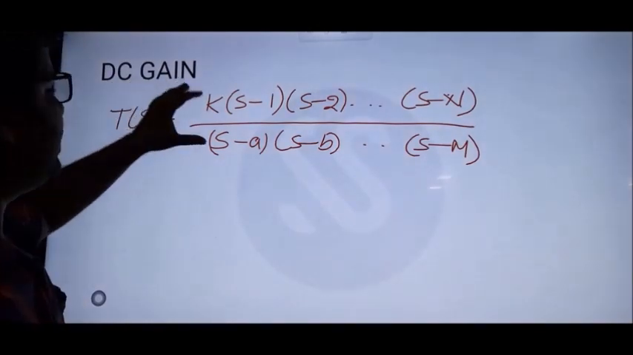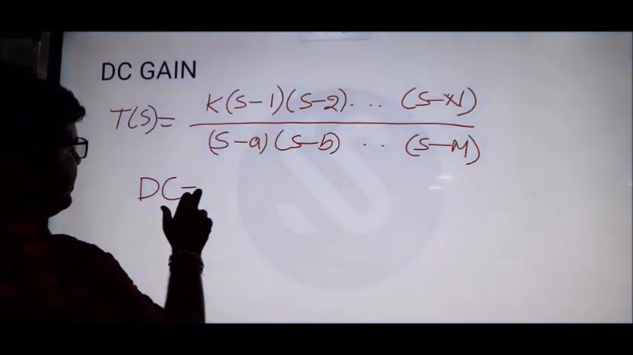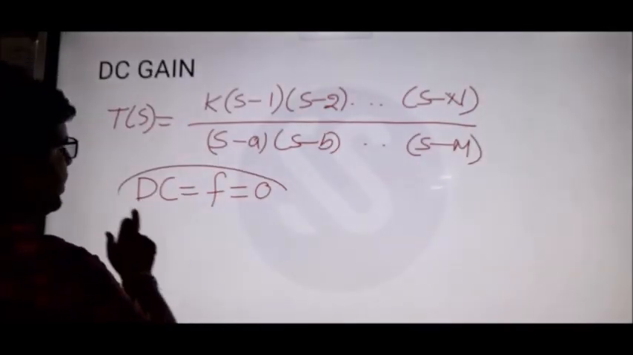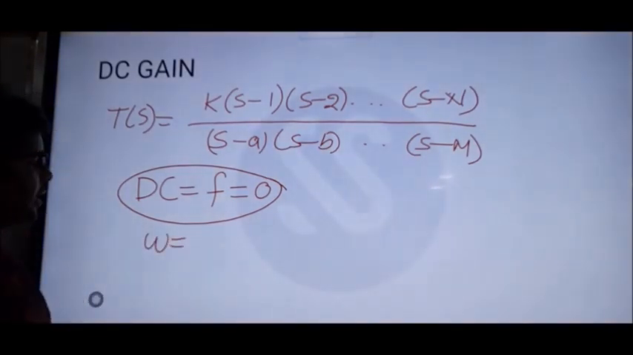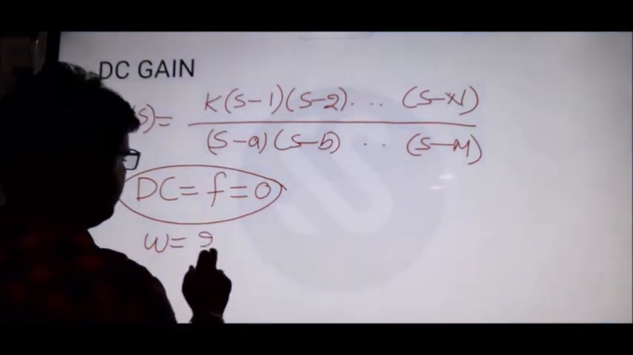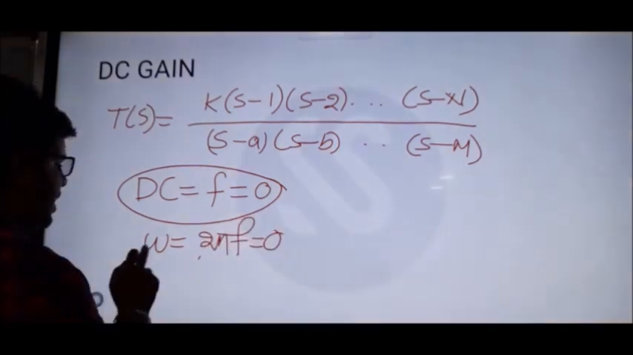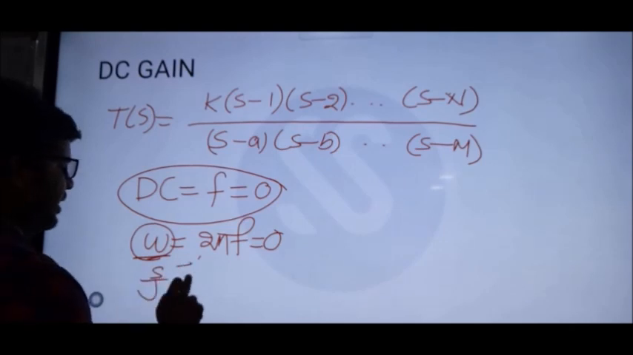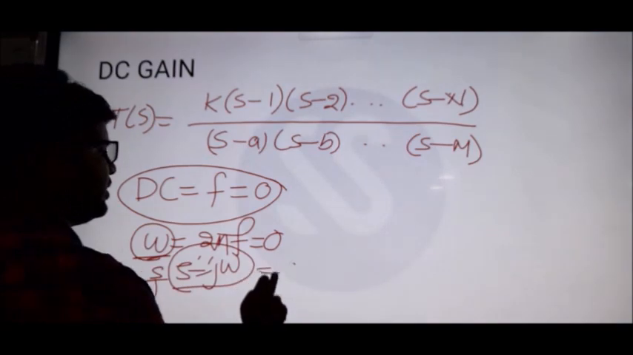So what is DC? DC means it is having no frequency. So f is equal to 0. So when f is equal to 0, omega is equal to, what is omega? Omega is equal to 2 pi f, which essentially becomes 0. And s is equal to j omega, which essentially means s becomes 0.